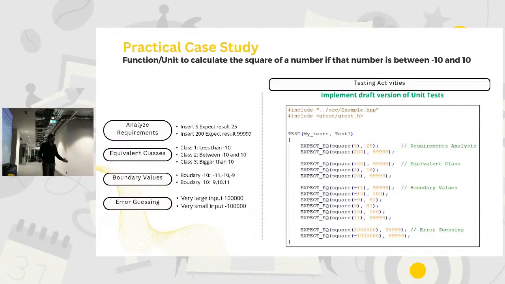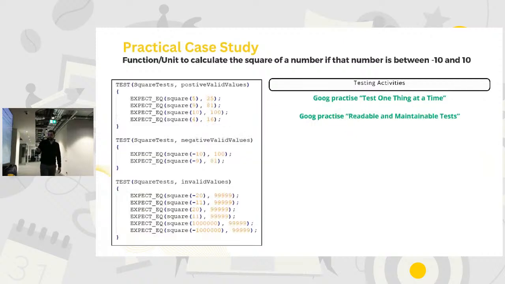So then, let's implement them. This is the real code. The requirement analysis is here: 5, 25, 200, 999. Equivalence classes I got from here to here. Boundary values from there to here. And error guessing here. Is the match between the two parts understandable? So basically I applied ASPICE and ISO 26262 in two phases. Now I implemented the code. By now I did nothing more.